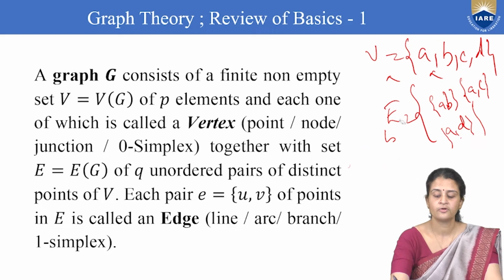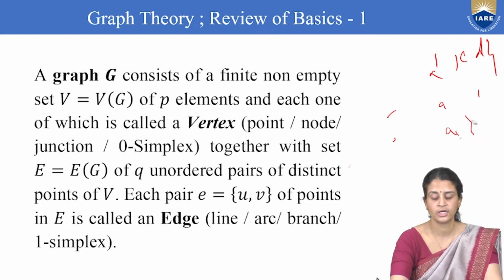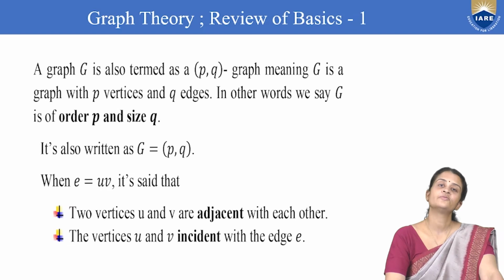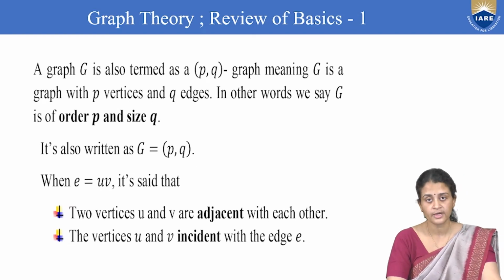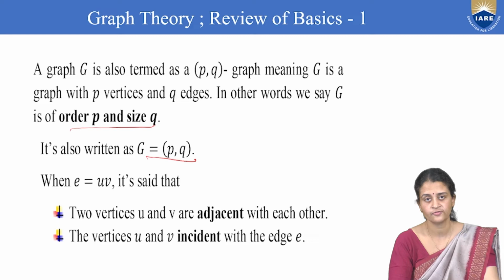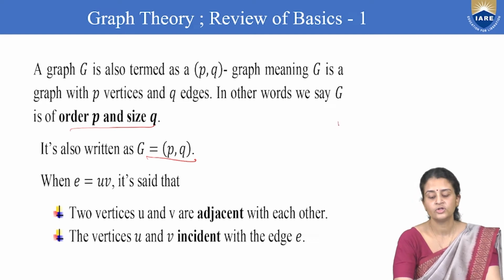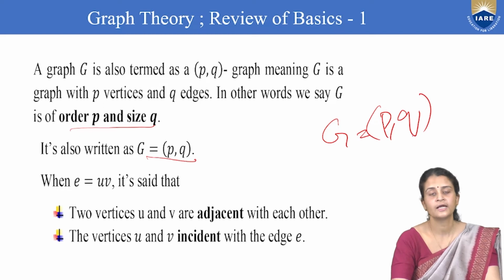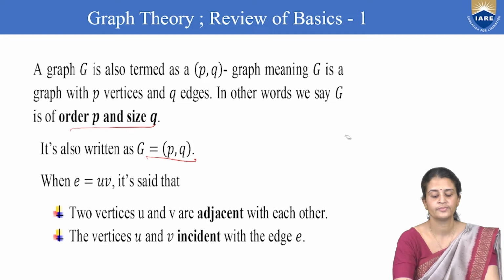I hope now you are all familiar with the definition of a graph. A graph with p points and q edges is said to be G equal to (p, q). These p and q are termed the order and size of graph G. If G equal to (p, q), it means G has p vertices and q edges. This is the order and size of a graph.